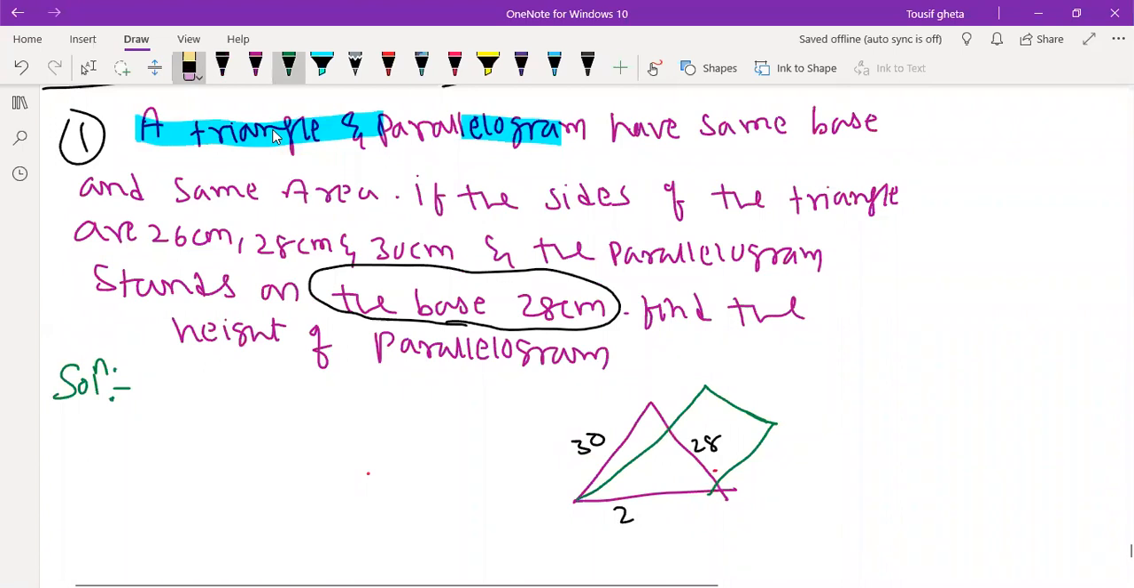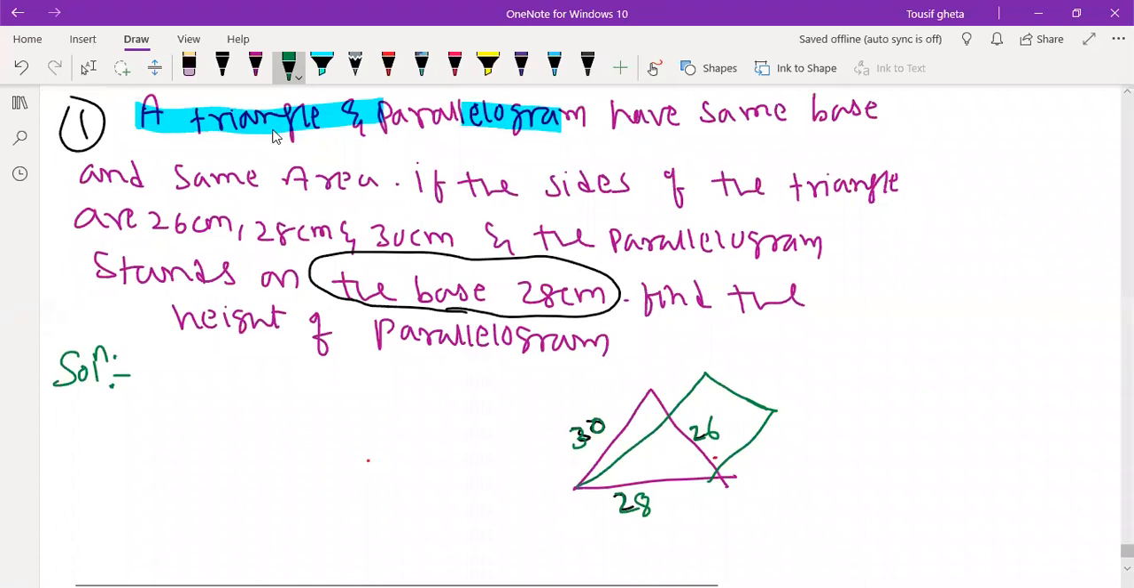Okay. So we will just interchange 28 and 26, because they said the parallelogram is on 28. This is 28. This is 26. Right.